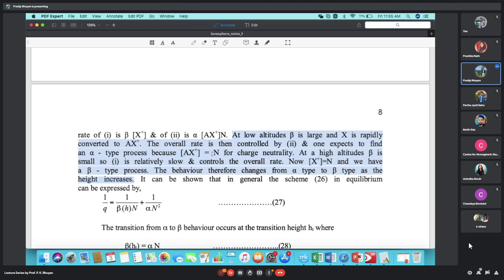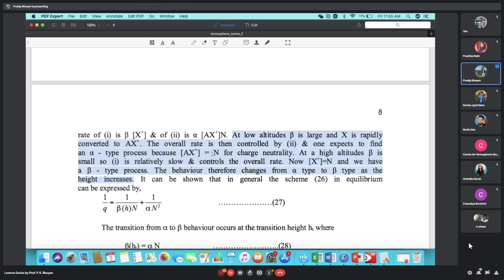Okay? So that means this 2, this is neutral. This becomes equal to the number of neutral atoms. This also becomes AX plus. X plus is the ion, so neutral combines and is equal to n. So this is for low altitudes. At low altitudes, beta is large, the reaction proceeds quickly, and then alpha takes over.